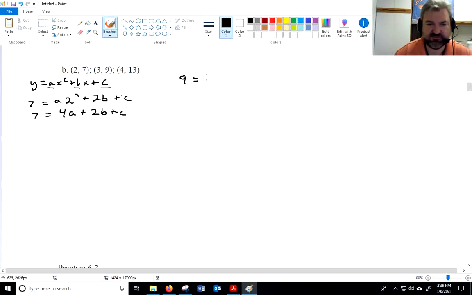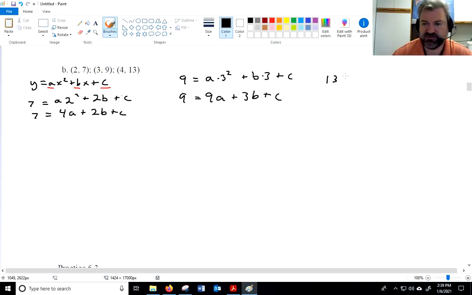9 is equal to a times 3 squared plus b times 3 plus c. So if I rewrite that a little bit, 3 squared is 9, so that's 9a. I'm just going to put the constants in front of these variables here, plus c. Okay, one more to do, 13 and 4.